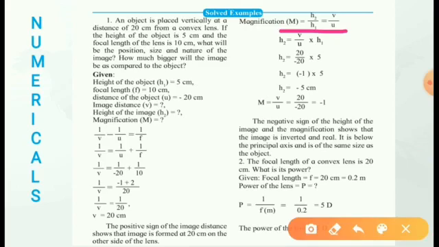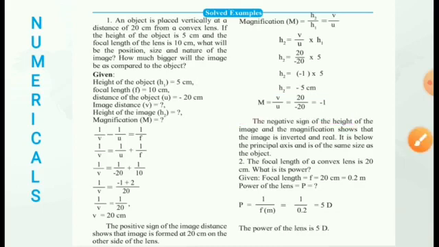Put the values, you get h2 as minus 5 centimeter. Then put it in the formula of magnification, we get m is equal to minus 1. The negative sign of the height of the image and the magnification shows that the image is inverted and real. It is below the principal axis and is of the same size as the object.